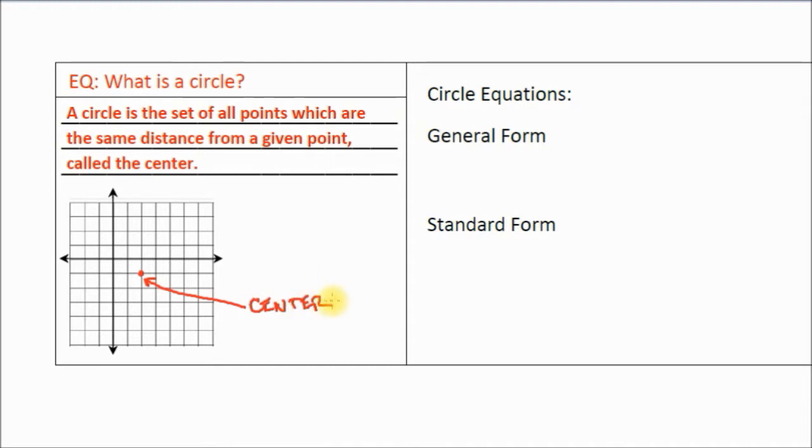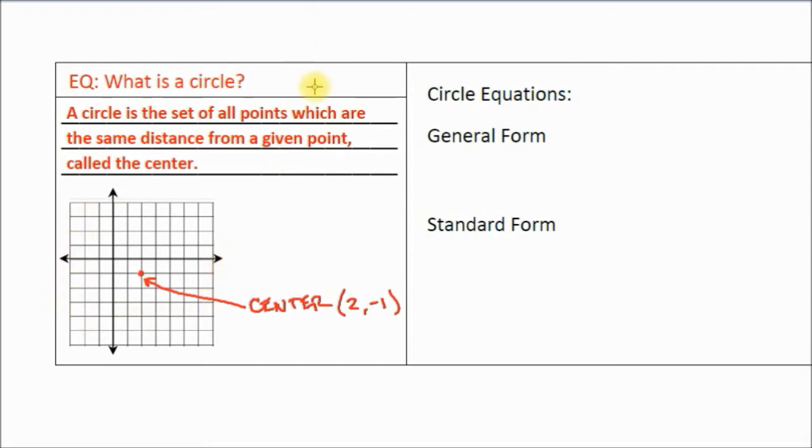And let's go ahead and label the coordinates. It's going to be at 2, -1. Alright, and then it says it's the set of all points which are the same distance from the given point. That means if we have a particular radius, then that radius is going to be the same all the way around. Everywhere around this point we're going to be the same distance away.